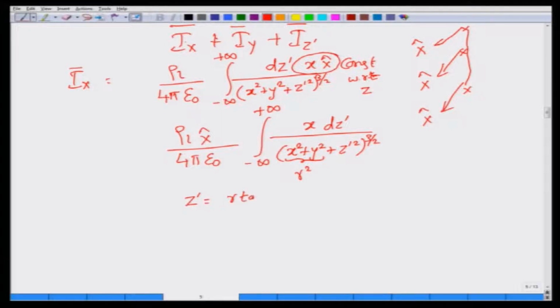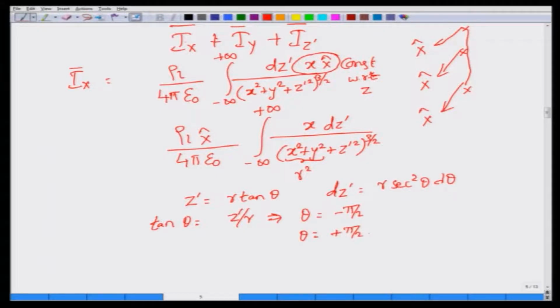And then write z prime equal to r tan theta. Okay. So dz prime will be equal to r secant square theta d theta, and when I change the variable of integration from z prime to theta, of course I have to change the limits of integration. What are the new limits of integration for theta? Well, tan theta will be equal to z prime by r, and when z prime is equal to minus infinity, tan theta will be equal to minus infinity and theta will be equal to minus pi by 2. On the other hand, when z prime is equal to plus infinity, then theta will be equal to plus pi by 2.